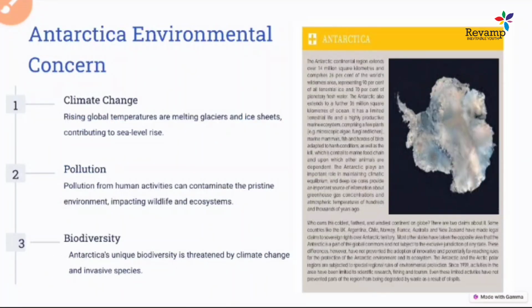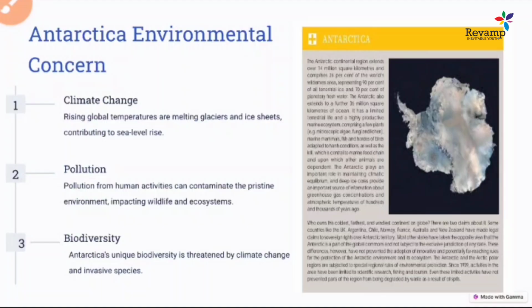And the next is Antarctica. Antarctica is also called a global common. What is the issue of Antarctica? In Antarctica, there are environmental concerns because of rising temperature, and Antarctica has a very unique territorial area. It spreads across 14 million square kilometers, which is 26% of the area, and 90% of its territory is covered with ice.